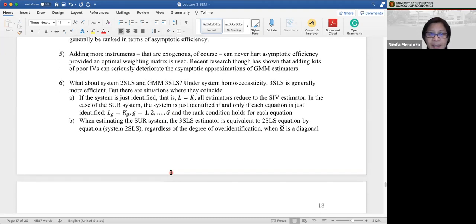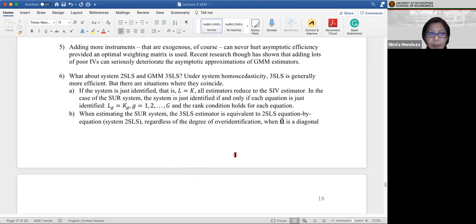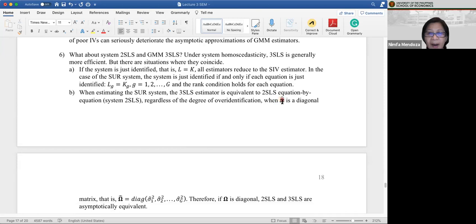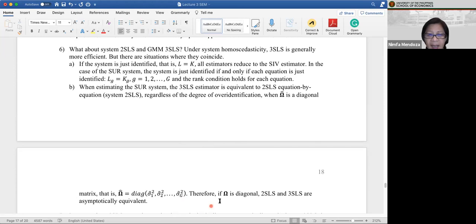When estimating the Schur system, the three-stage least squares estimator is equivalent to two-stage least squares equation by equation, regardless of the degree of identification. That is, even if L is greater than K, when omega hat is a diagonal matrix. That is, omega hat would have diagonal elements and zero off-diagonal elements. In this case, two-stage least squares and three-stage least squares are asymptotically equivalent.